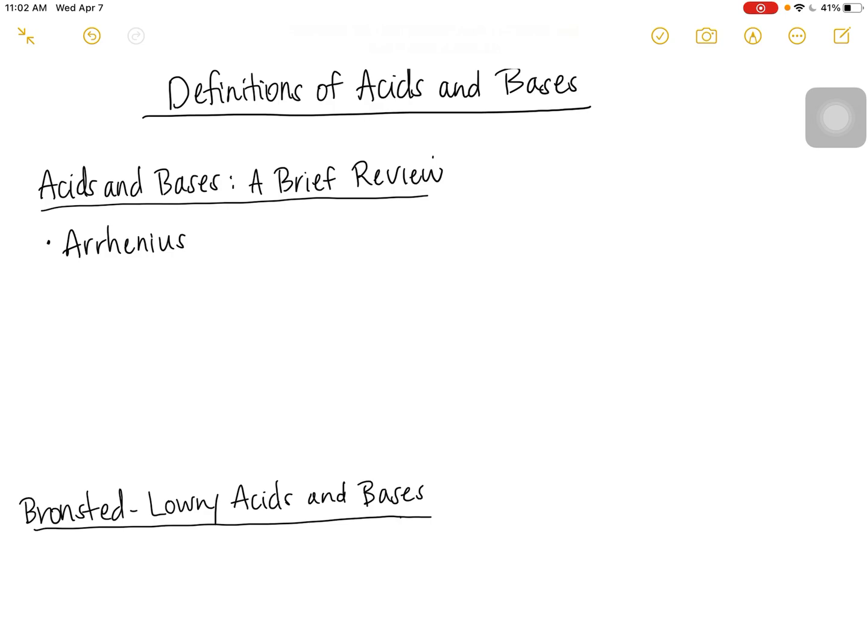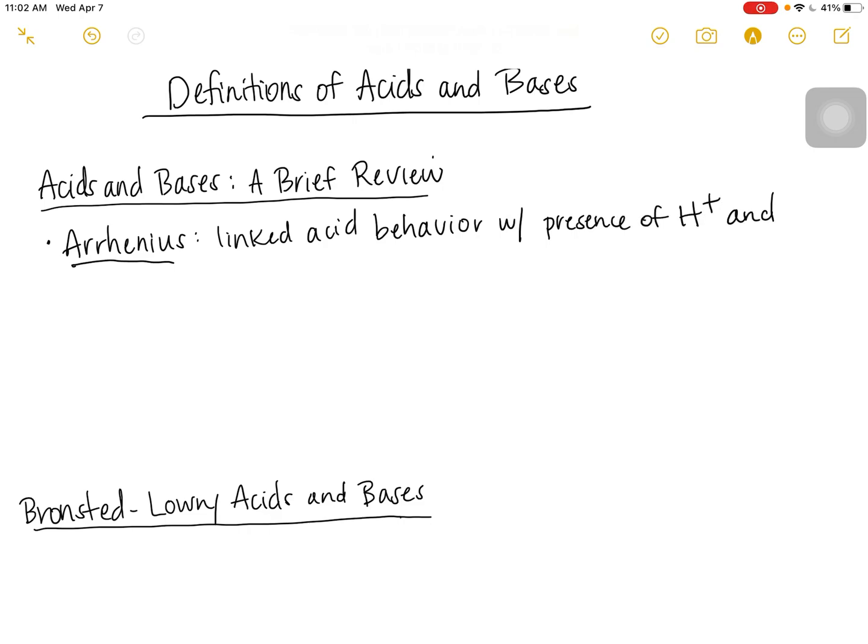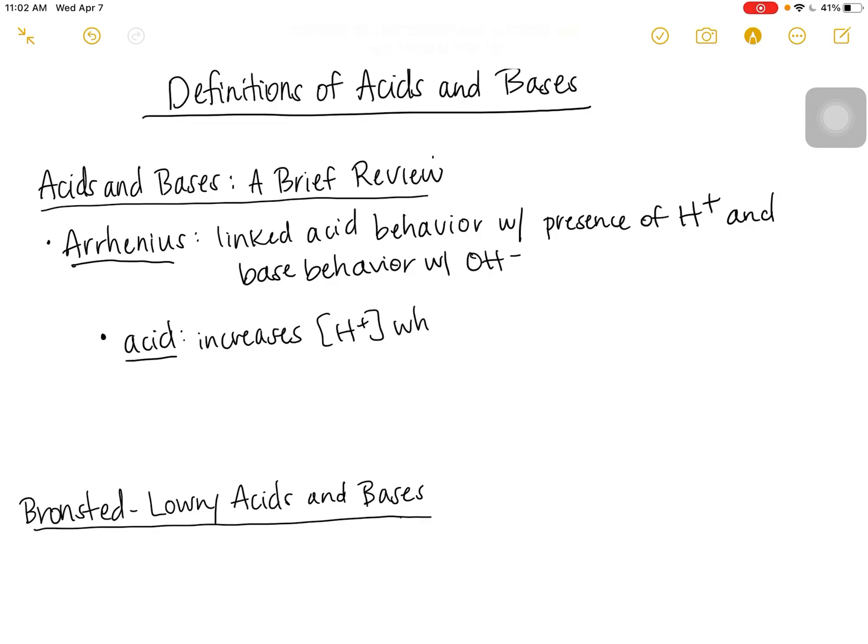And so the first one is called the Arrhenius definition, and this was a scientist who linked acid behavior with the presence of H plus ions and base behavior with hydroxide ions, or OH minus. And so basically Arrhenius said that an acid is one that increases the H plus concentration when dissolved in water.